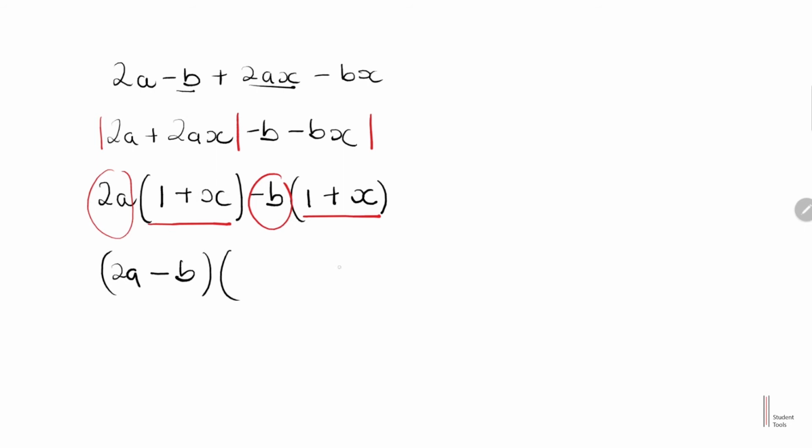So we will also have that 1 plus x. And that is just how we factorize this expression. That is 2a minus b multiplied by a plus 1 plus x. And that is our factorization by grouping. So next question is question 13.